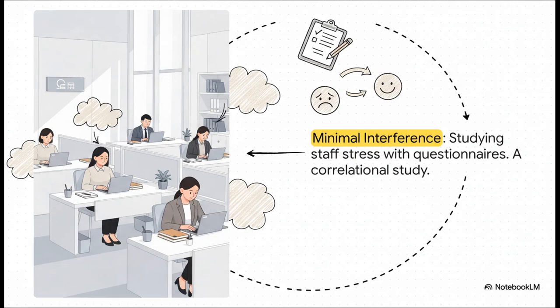So let's start with minimal interference. Picture a bank administrator who's curious about the link between employee stress and manager support. They just send out a questionnaire. That's it. They don't change anything about the daily workflow, they're just observing. Now this can show a correlation. Maybe less stress is linked to more support. But, and this is key, it can't prove that one causes the other.